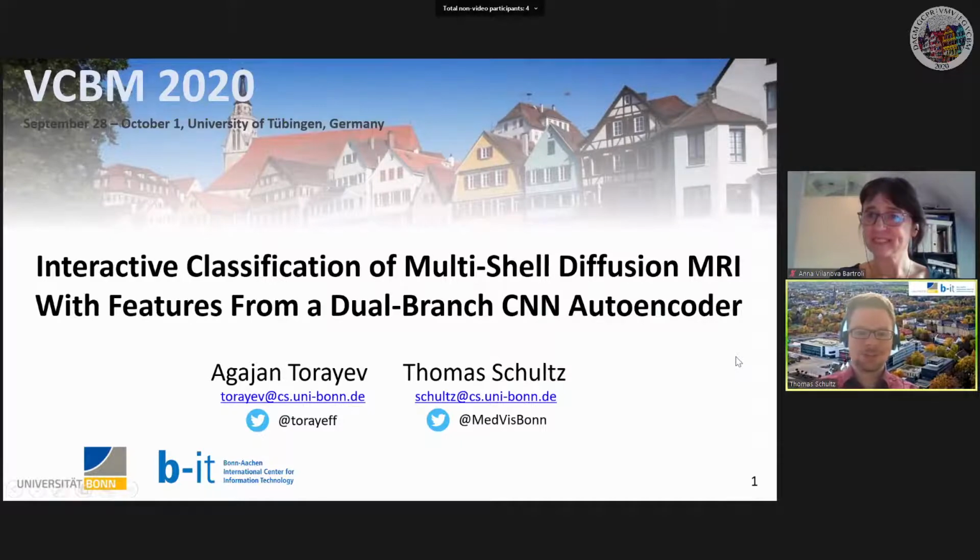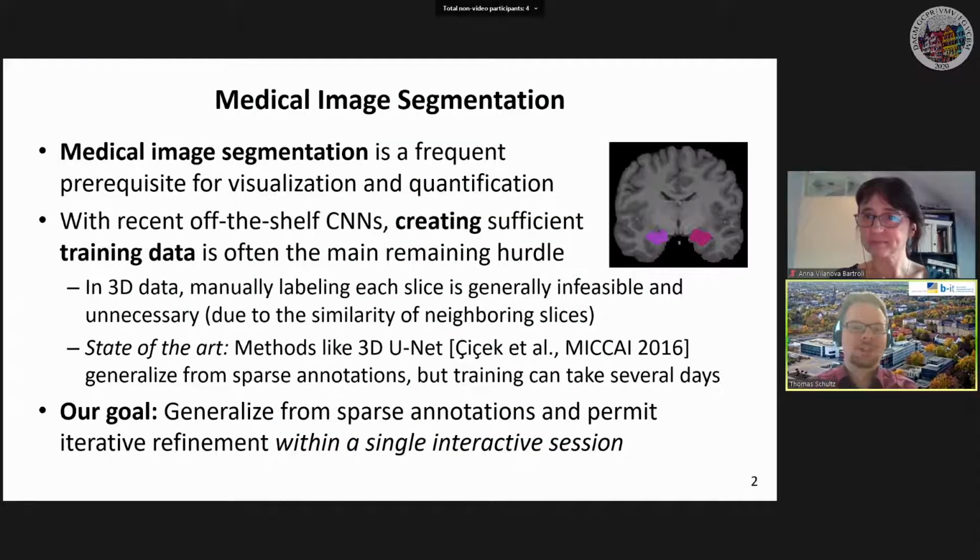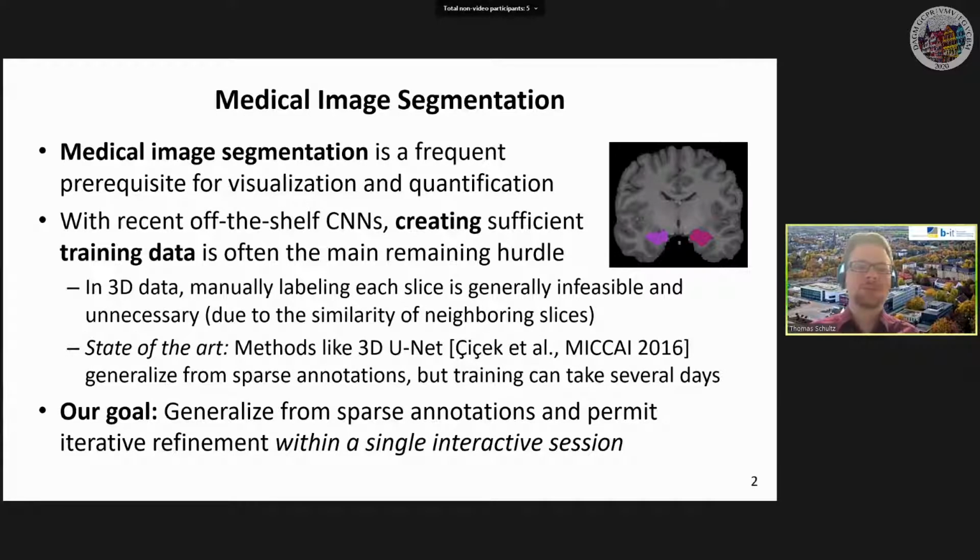To motivate this work, let's consider the problem of medical image segmentation. We need to be able to do segmentation for many visualization tasks, but also for quantification. For example, if you want to measure hippocampus volumes in brain MR, you would have to do a segmentation first. Fortunately, in some sense, doing segmentation has become relatively simple in recent years, because we now have very powerful CNNs that we can just take off the shelf. If we give them sufficient training data for the specific task that we want to solve, they can pretty much do it out of the box.